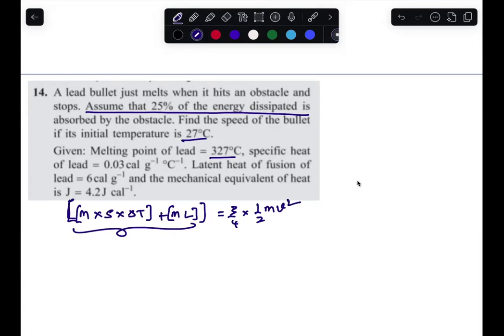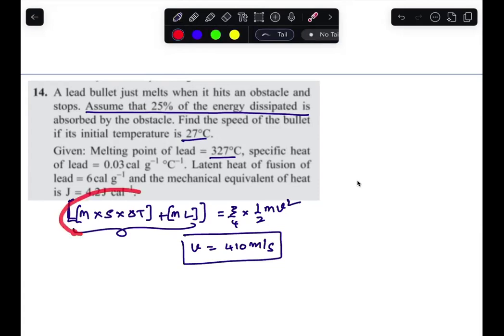Just solve this from here. Use the given data properly. You will get V as 410 meter per second. Very high. Remember, change of temperature and state change, both.